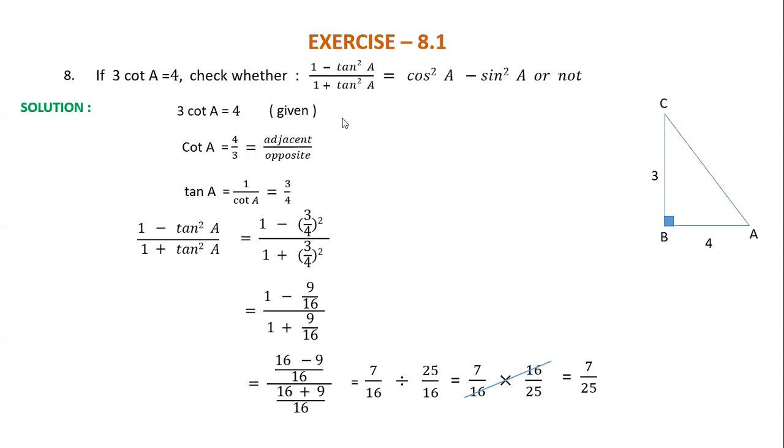Okay. So for this expression, the first part, we got the answer 7 upon 25. Now we have to go for this. Here we have sine and cos. So you need to find the value of this. Let's go for the next.